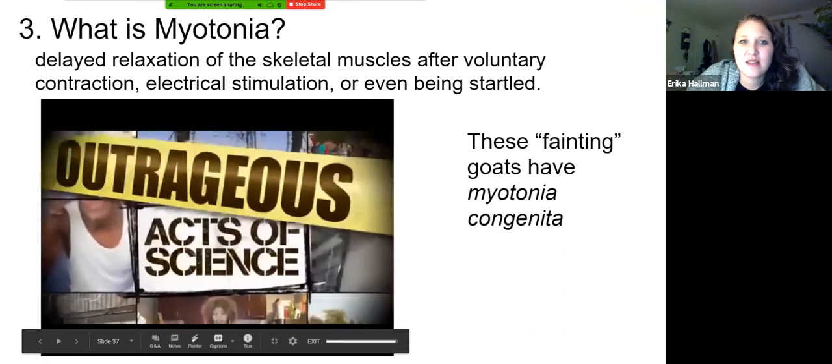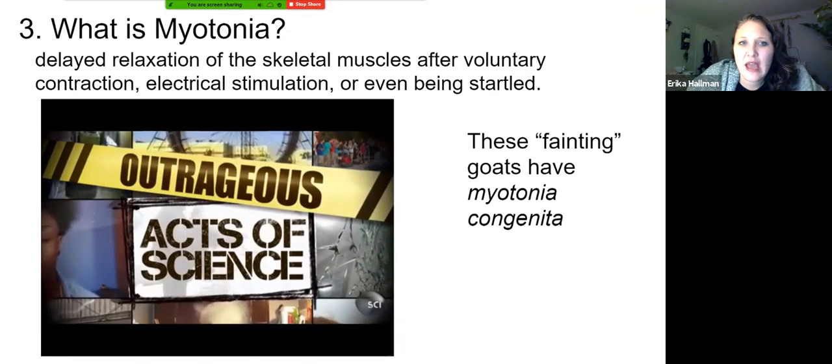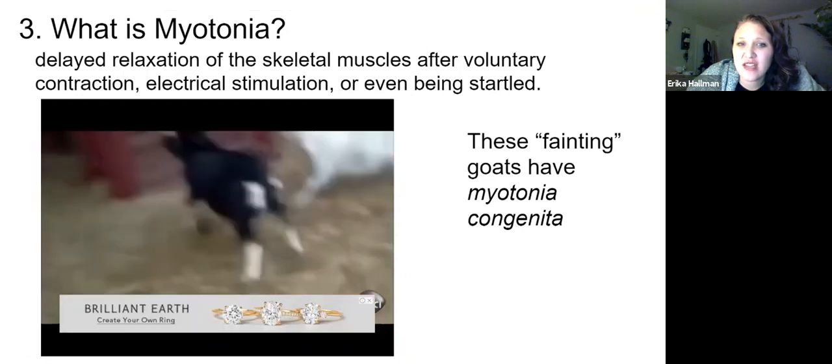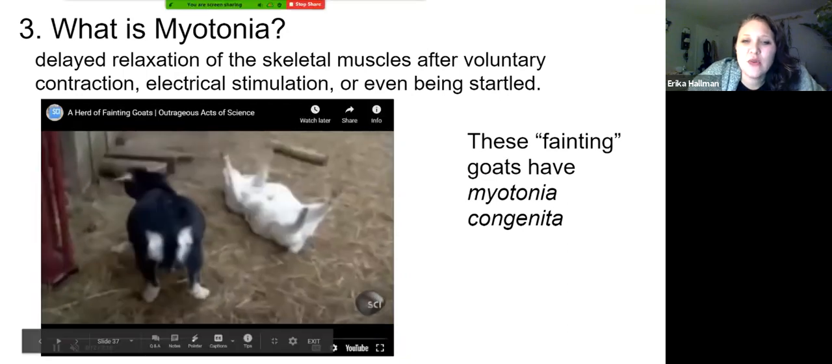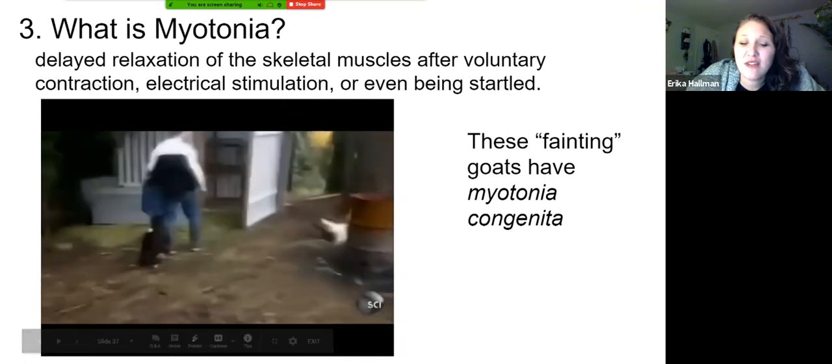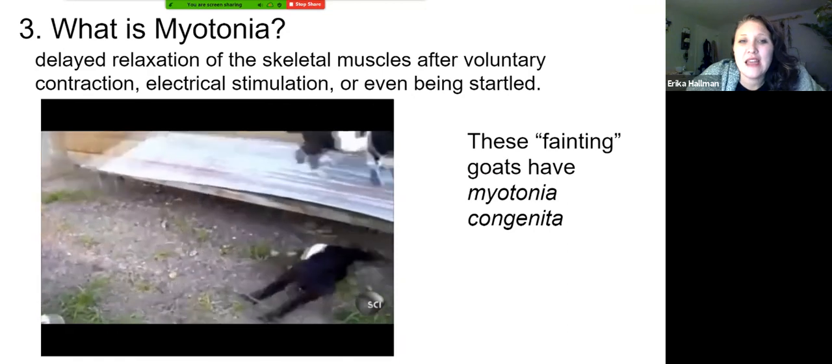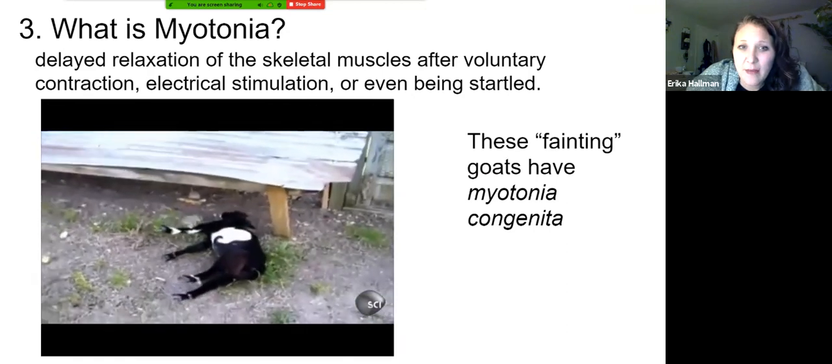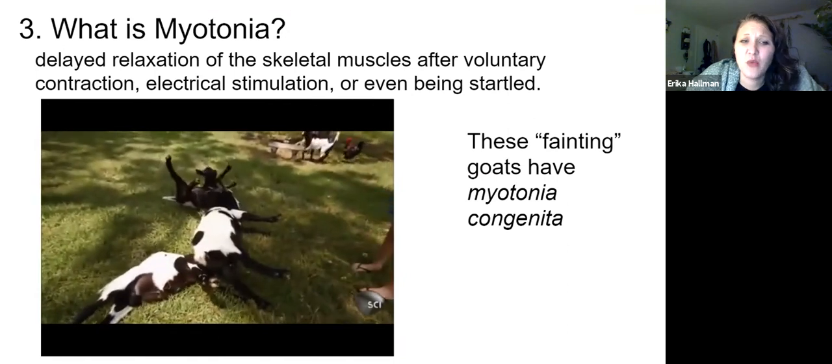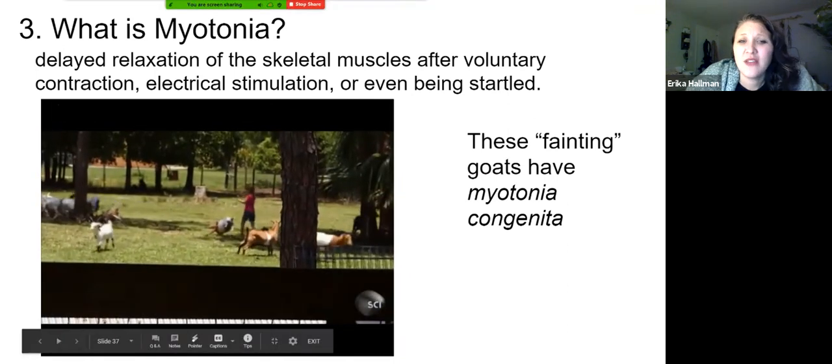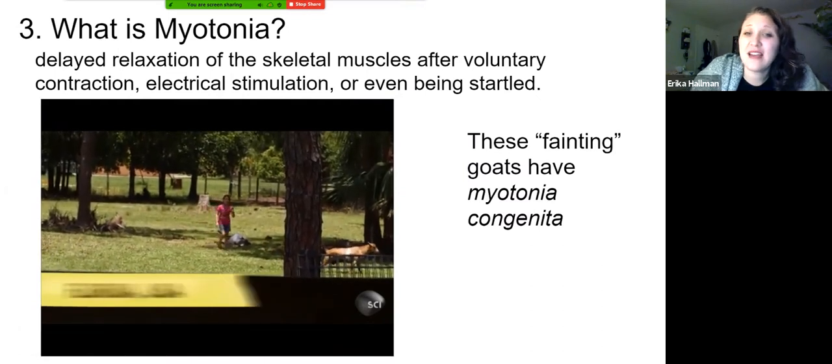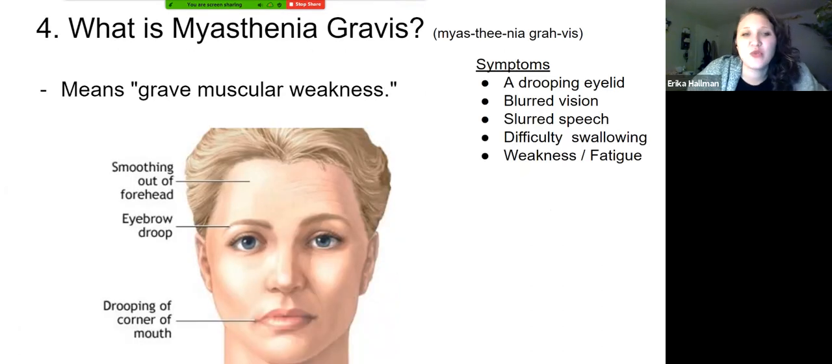Fun little fact, shepherds used to actually seek out these goats that have myotonia congenita. The reason they would do that would be to put them with the rest of their flock of sheep. And if a wolf would ever come out and try to attack the herd of sheep, the wolf would scare this goat, the wolf would get the goat, and it would leave the remainder of the pack alone, which is kind of horrible, but true.